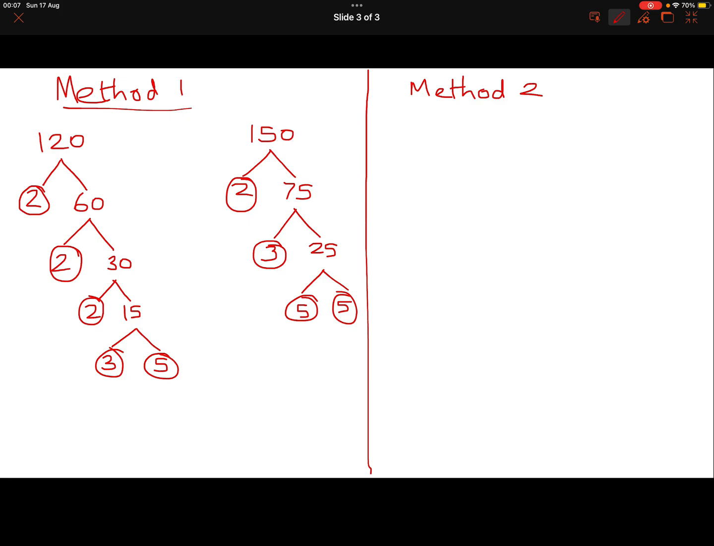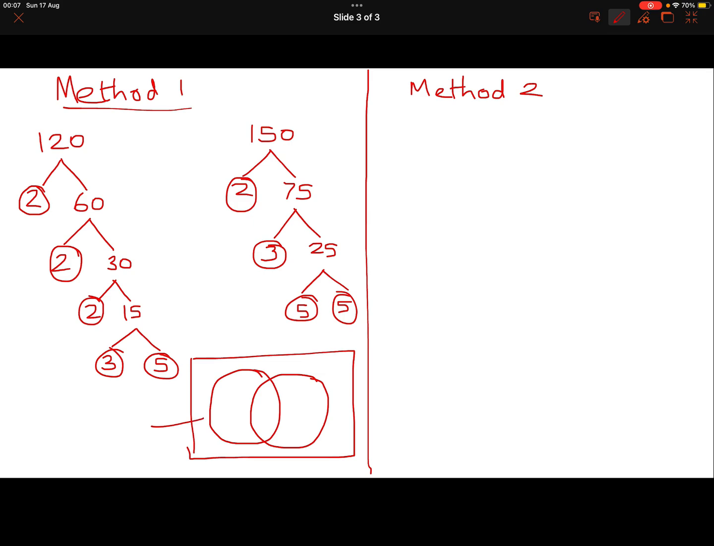Now I'm going to create a Venn diagram, and I'm going to name my first circle 120, for any factors that belong to 120, and the next one 150, for any factors that belong to 150. If you remember, when we fill in the Venn diagram, it's always easy to start with the middle ones, the common ones. So let's do that here.